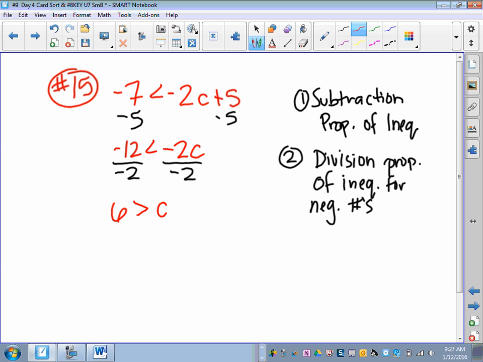But am I done? We are? This is why I wrote number 15. I need to get the c on the left side, so I flip the entire thing around. And does anyone remember what this property is called? Symmetric property.